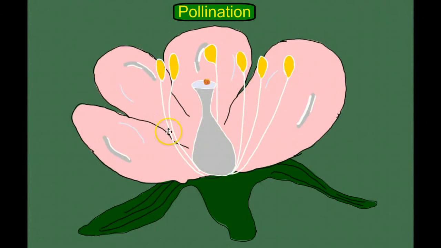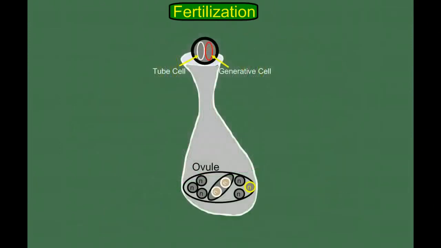Okay, so here comes the pollen. Lands on the stigma. Pollination. Once we have this, we're ready for the next step, fertilization. And we're going to zoom in again to the carpel, and here I put the pollen grain on top of it, and we can see the tube cell and the generative cell. And we're ready for the process of fertilization. We have our egg, but we don't have our sperm. We have pollen. So this is what happens.